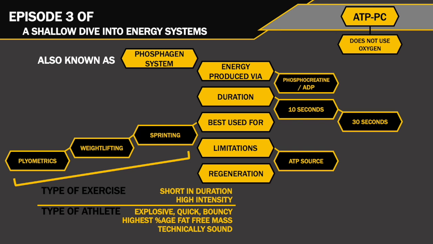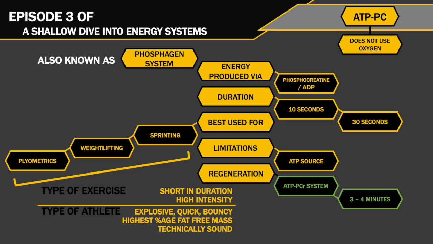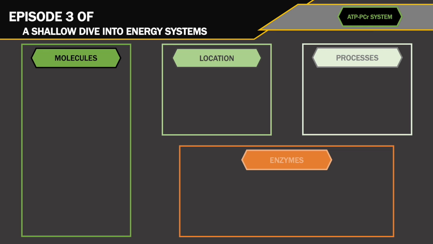The limitation of this pathway is the ATP source, or how much ATP you have available. It is regenerated through our ATP-PCr system, but this does take about 3 to 4 minutes. Before we just dive right into the entire pathway, there are some things we need to look at. We need to look at the molecules involved, the location, the process name, and any enzymes that may up production of ATP.